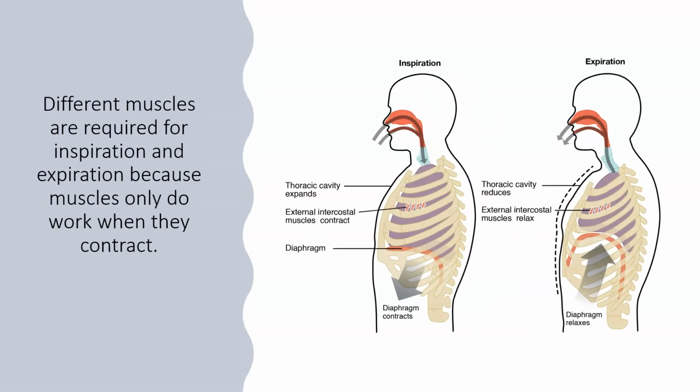All right, different muscles are required for inspiration and expiration because muscles only do work when they contract. So when the diaphragm contracts, it will do work, okay? It will pull down and it's active. However, when it's relaxing, something else needs to help it push up. It's not going to push up by itself. That's what we're going to look at, these muscle pairs, antagonistic muscles.